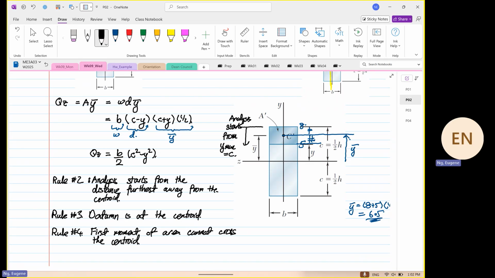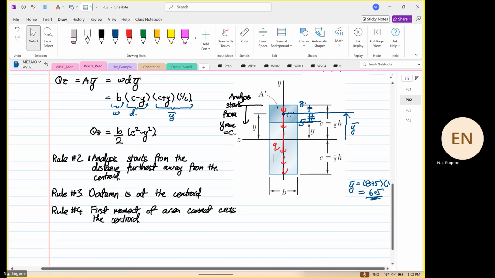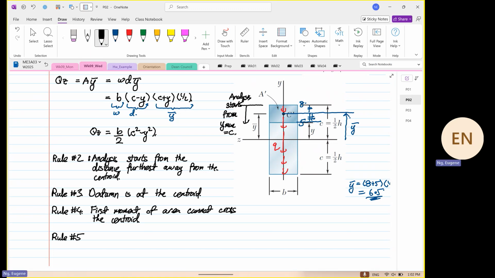And then the third thing that we have, we can draw, which I did not draw earlier. This is the direction of your shear flow. So this is Q. So from here, rule number 5 is that the shear flow Q can only flow in one direction.